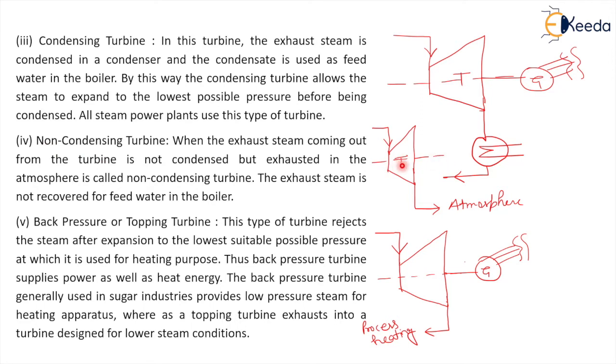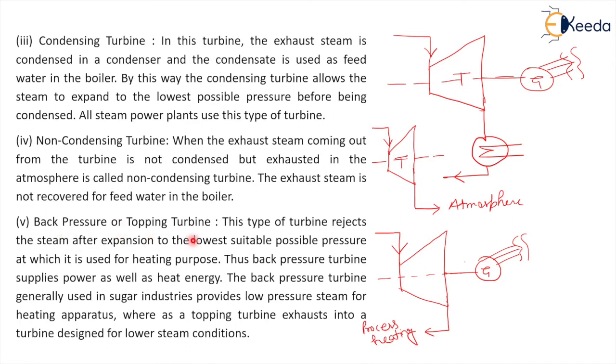The turbine in which the steam is expanding and we are not sending the steam after expansion to the condenser or for any process heating. We are sending this steam to the atmosphere only. This is the non-condensing turbine. In this type of turbine, we will also get the power output if it is connected with the generator.